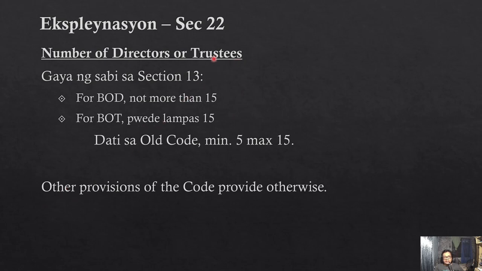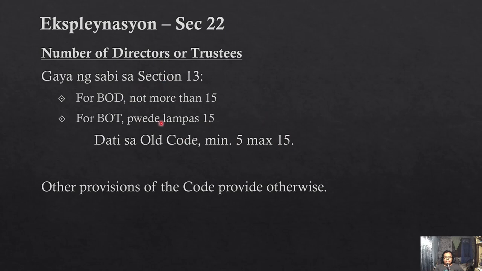Ito, number of directors or trustees. For the board of directors, not more than 15. For board of trustees, pwede lang pas 15, provided naman sa provision. Now, dati sa old code, minimum of 5, maximum of 15. Dati. Kasi, di ba, minimum of 5 incorporators ang pwede sa old code. Kaya minimum of 5 yan.